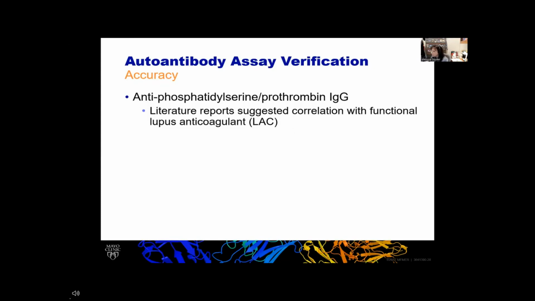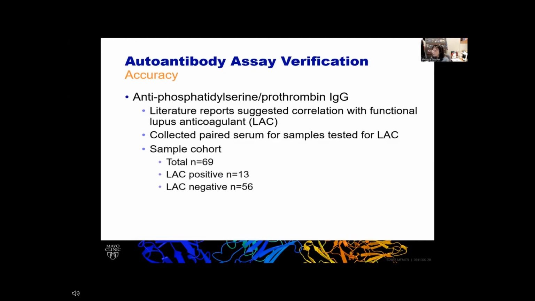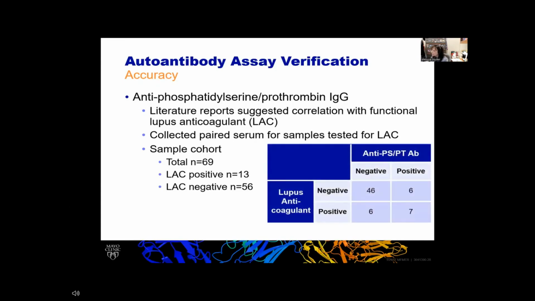So we collected paired serum samples from samples that had been tested for lupus anticoagulant. We ended up with a total of 69 samples. There were 13 samples where the lupus anticoagulant testing was positive, and the remaining 56 were negative. We then measured the phosphatidylserine prothrombin IgG in the paired serum, and then looked at qualitative concordance with the functional lupus anticoagulant testing. And this is what we observed.